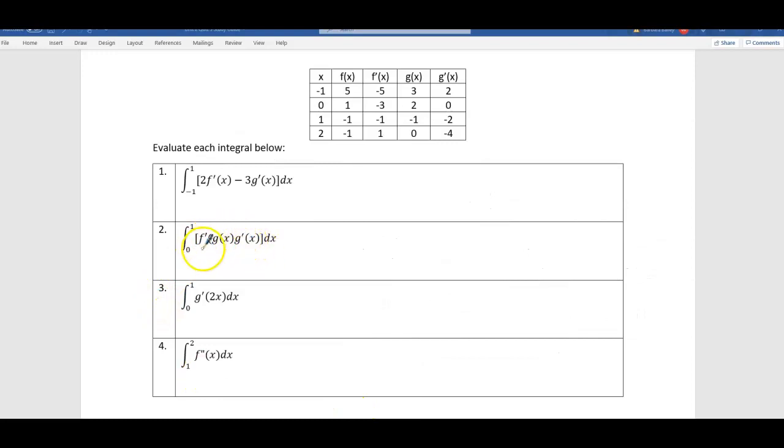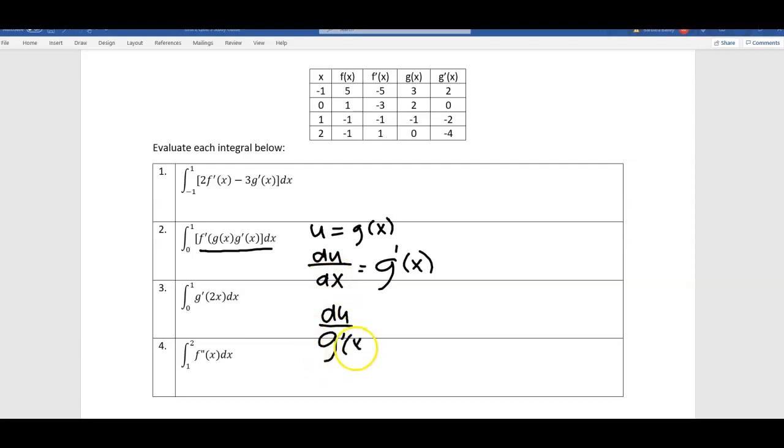On number 2, we're going to be using U-substitution for this type. I'm going to let my u be equal to the g function. And therefore my derivative of u is going to be g prime of x. Actually, it's not with respect to g, it's with respect to x. Let me back up a little bit. There we go. And then getting the dx by itself, we're going to have that.